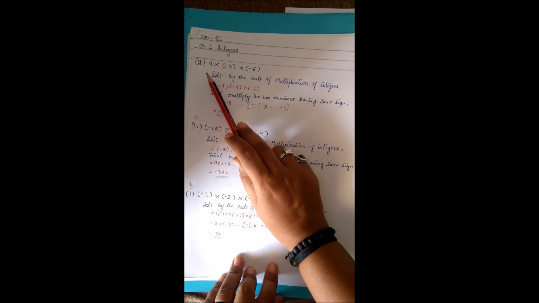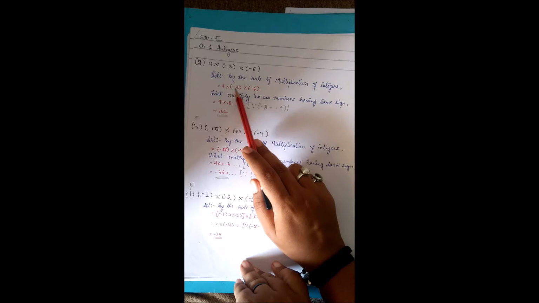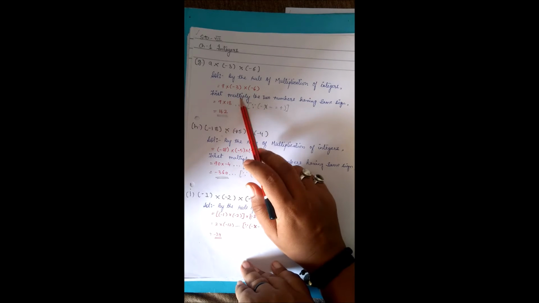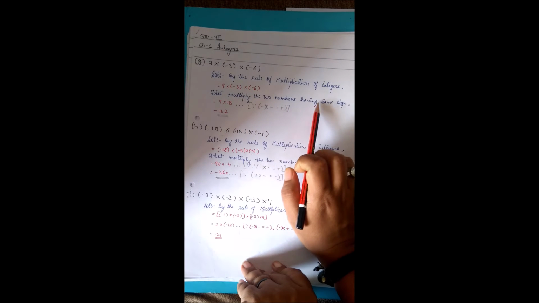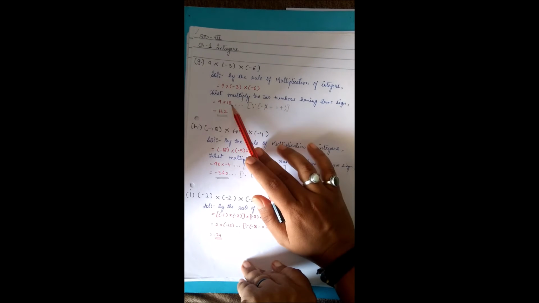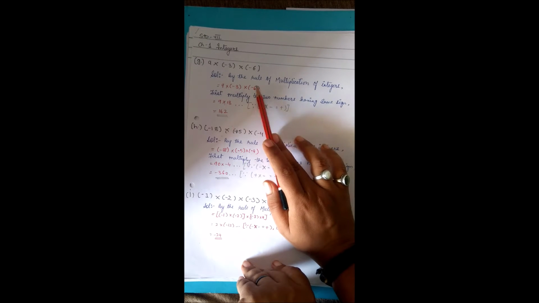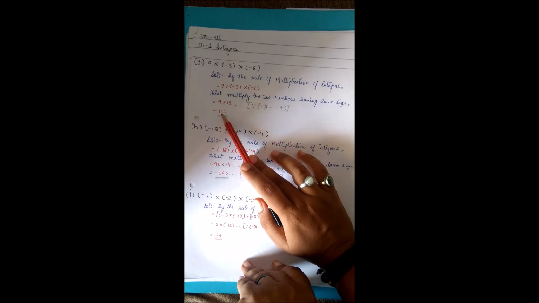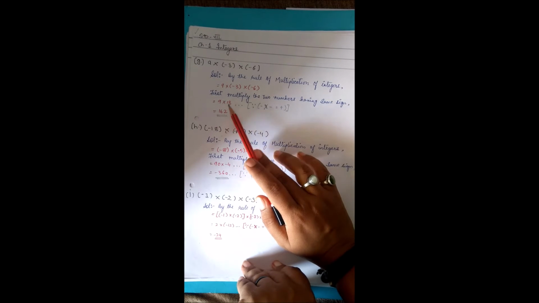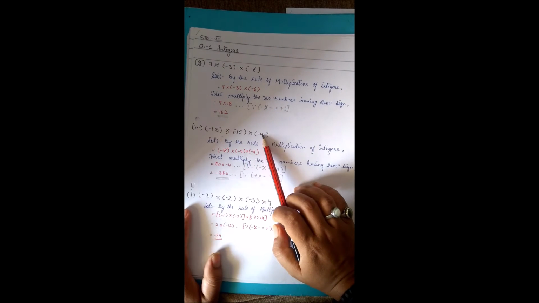Next, 9 into minus 3 into minus 6. First multiply the two numbers having the same sign. Minus 3 and minus 6 have the same sign, that is minus. So minus 3 into minus 6 is plus 18, because minus minus will become plus. So 9 into 18 is 162. So the answer is 162.